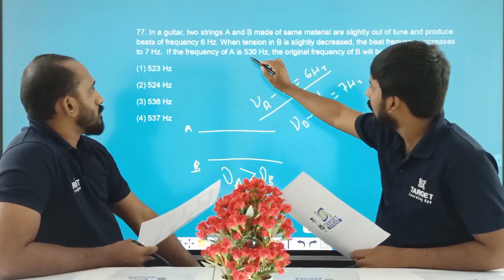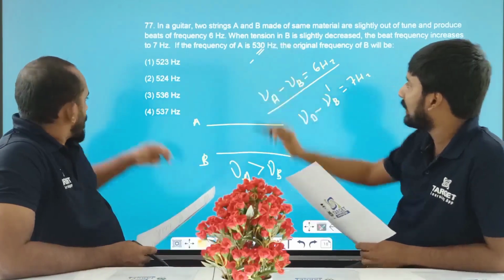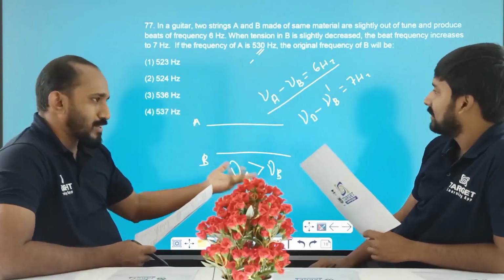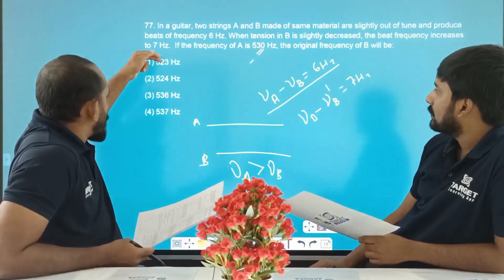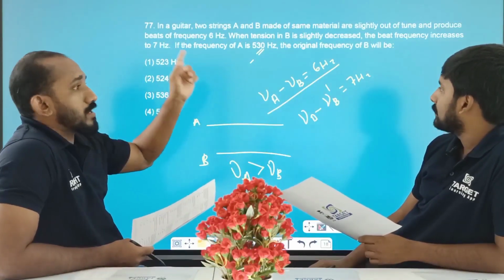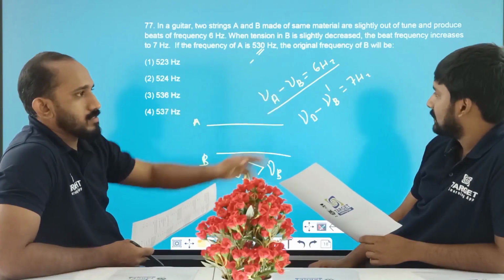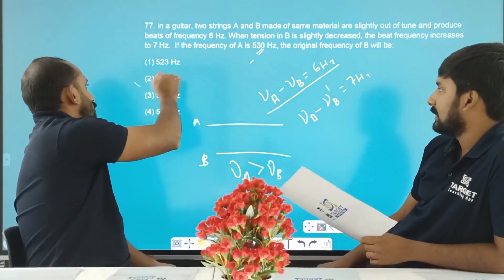Nu A is given here. The options 3 and 4 have no chance, because those are greater than A. So 2 chances are there, 523 and 524. But the original frequency is asked, so 6 is added. So 530 minus 6 is 524. So the answer is 524 hertz.